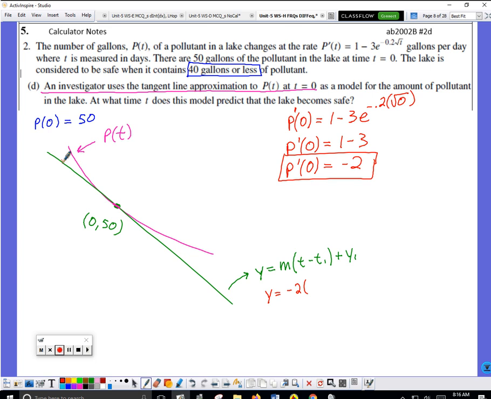Okay, cool. So over here, I write the equation of the green. I guess I should have used green, but this will work. T minus 0 plus 50. I don't usually want to do anything more, but this is too easy to leave, so we'll go ahead and do it.